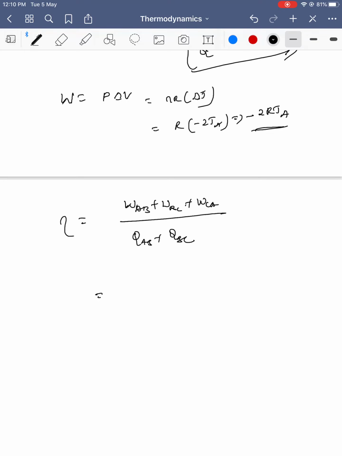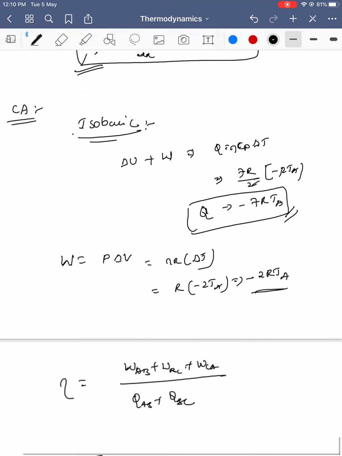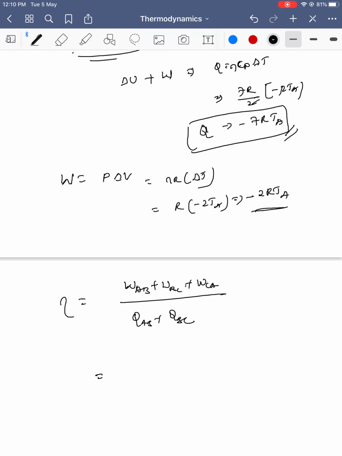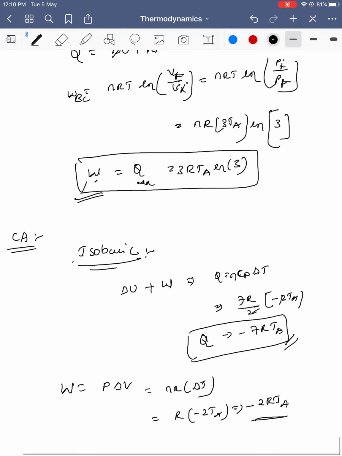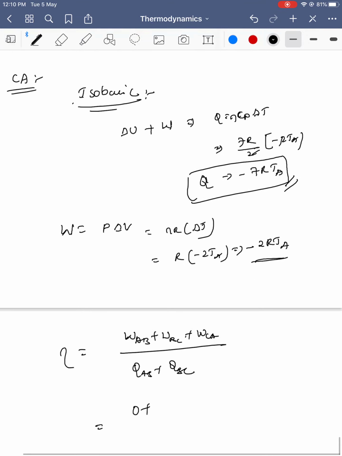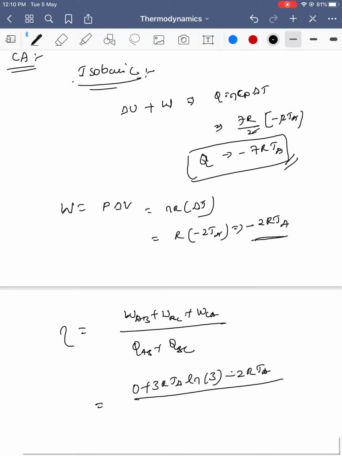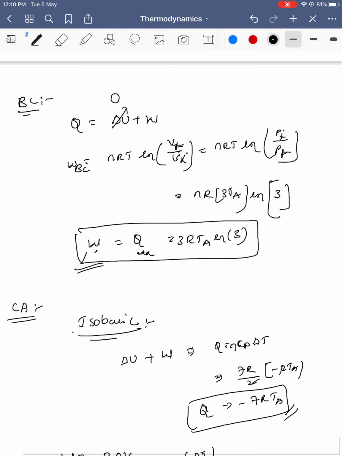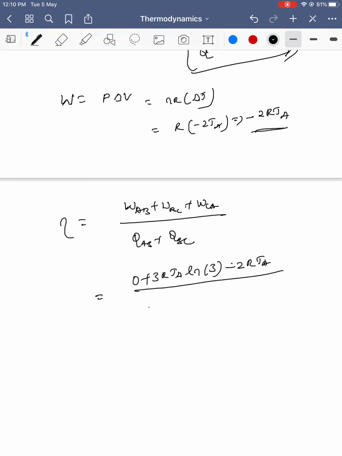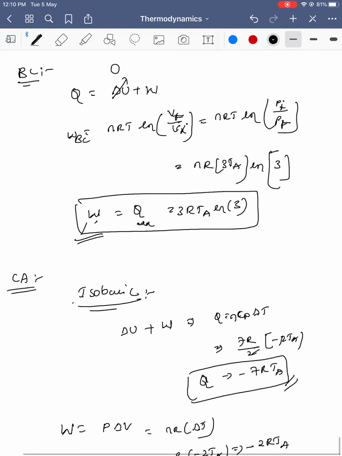So this is very important, understand? Work done by AB, in the AB process it is 0, plus BC. So BC is equal to 3RTA ln3, plus work done in CA is equal to minus 2RTA, divided by Q added in the first, Q BC, 3RTA ln3. This is what BC is.